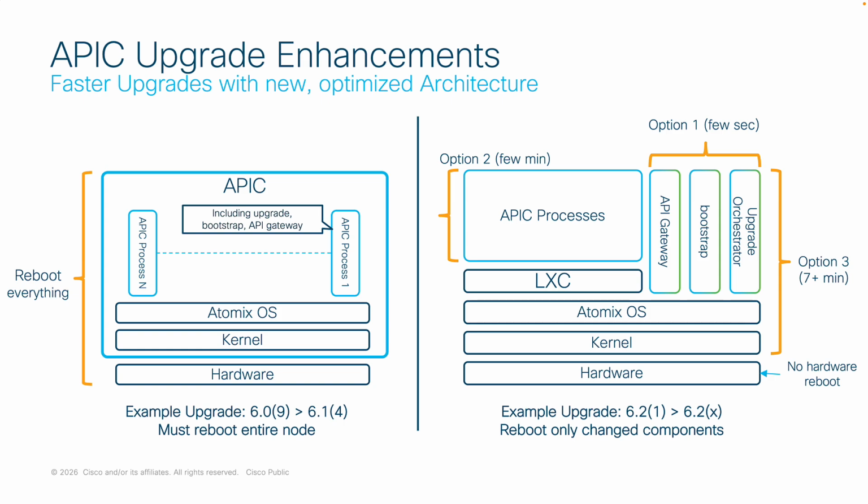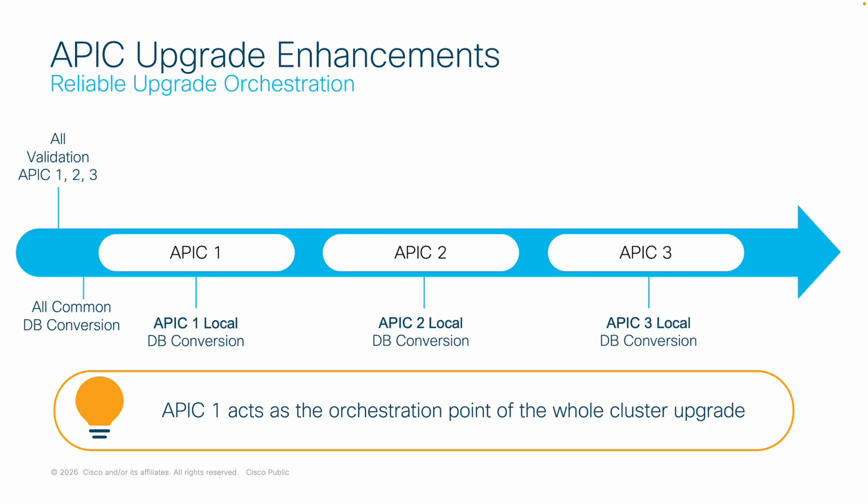So the result is, in all 3 options, in ACI 6.2.1 and beyond, the upgrade process is measurably faster, which I think would make everybody happy. Okay, and the last thing I want to talk about here is this reliable upgrade orchestration. Now, what do I mean by that?